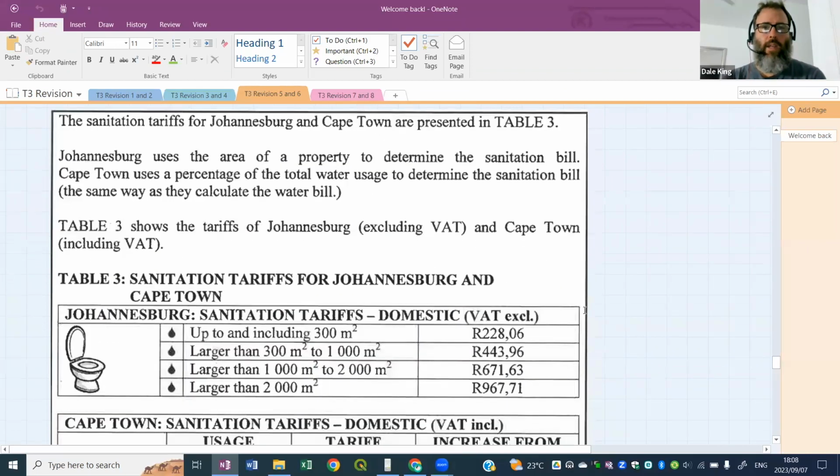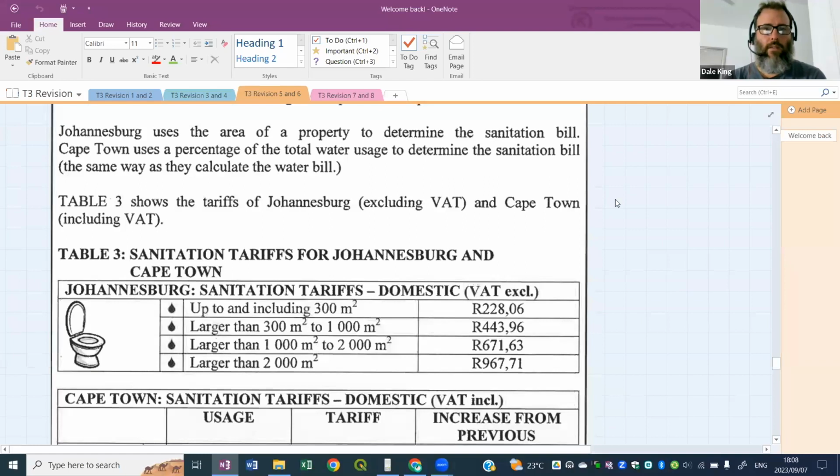Tariffs. Here we go. All right. Here we go. Tariffs. Have a look at this table.